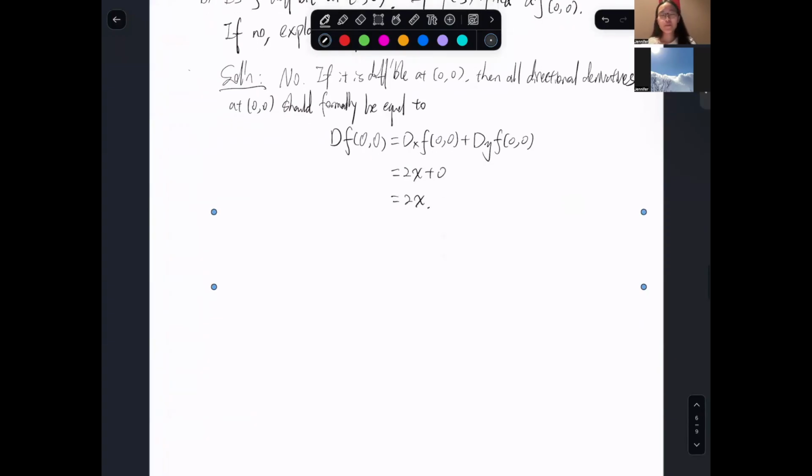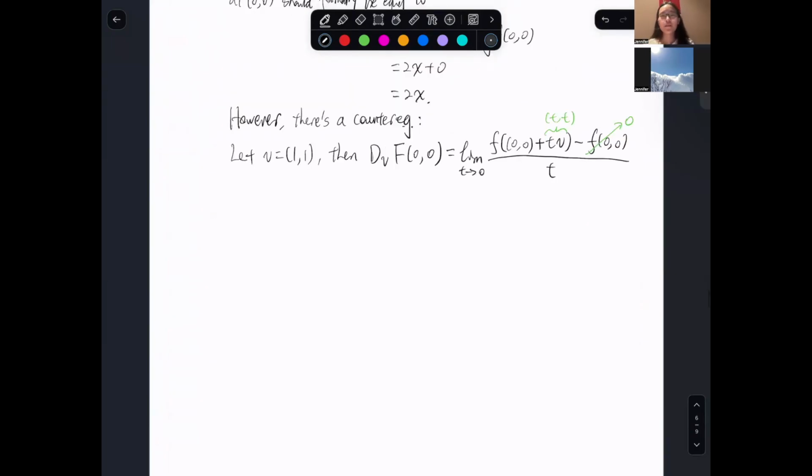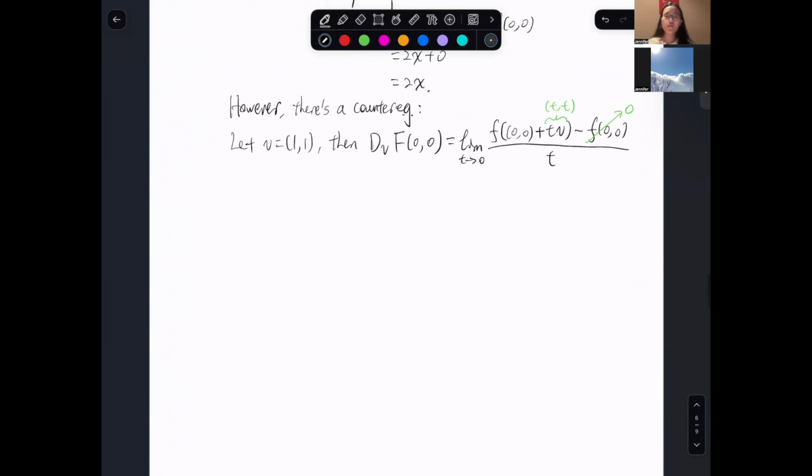And I hope that you also found a counterexample in terms of directional derivative. So let v equal (1, 1), then the directional derivative dvf of (0, 0) is equal to the limit of f of that point plus tv minus f at that point, over t, as t goes to 0.